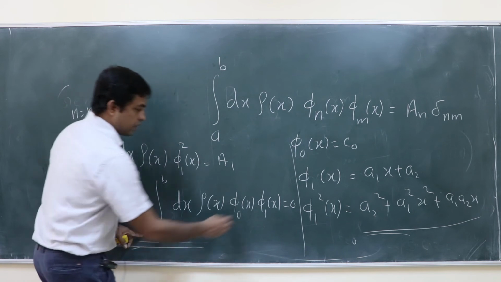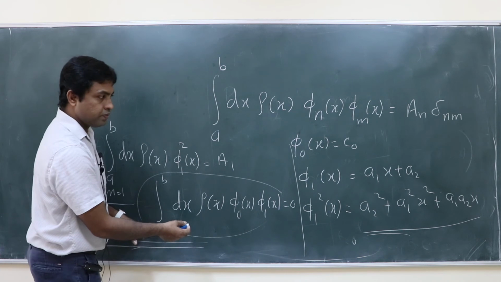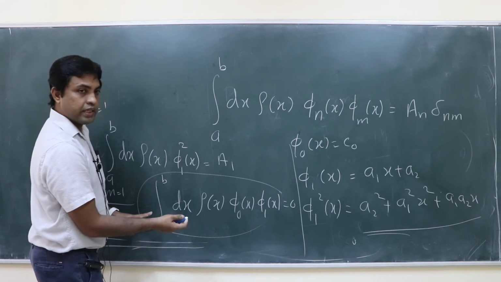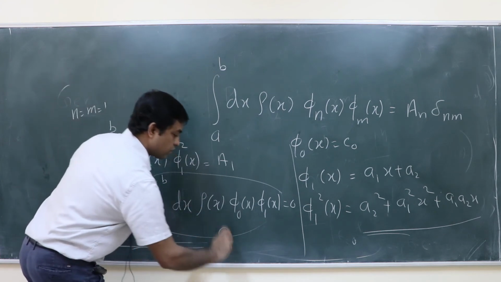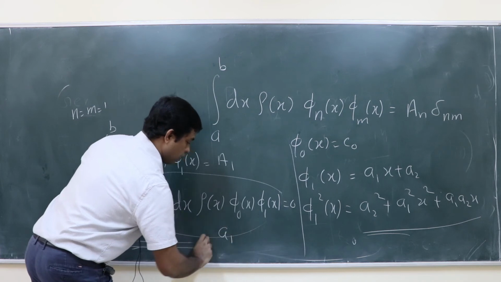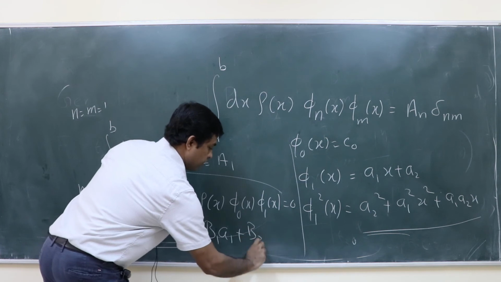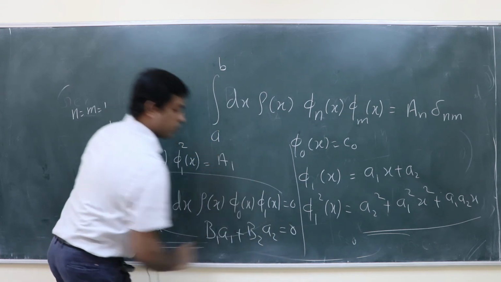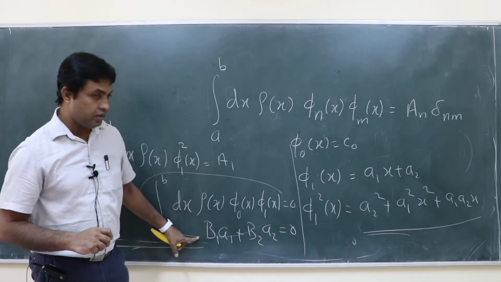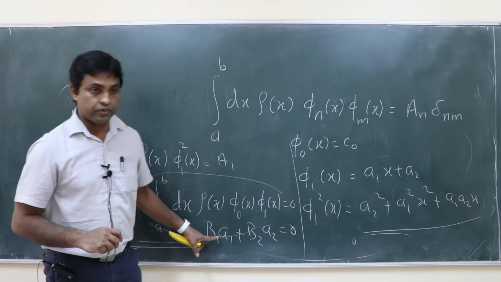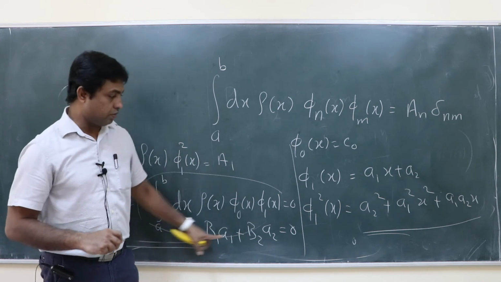So this left hand side, what do you get? You get an answer in terms of a1 and a2. So you get a1 into some constant, call it b1, plus some b2 a2 equal to 0. From this equation what can you understand? You can get a relation between a1 and a2, right? Because a1 and a2 are related because the right hand side is 0.